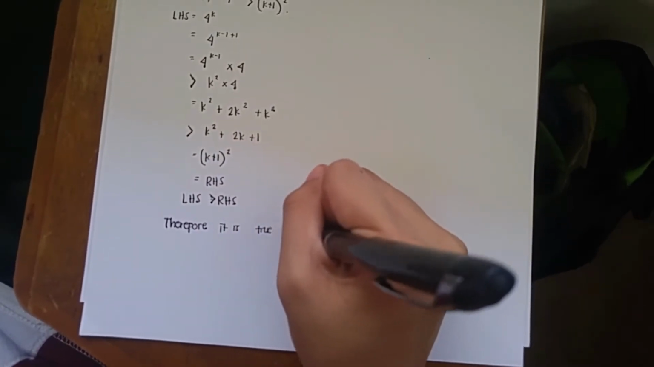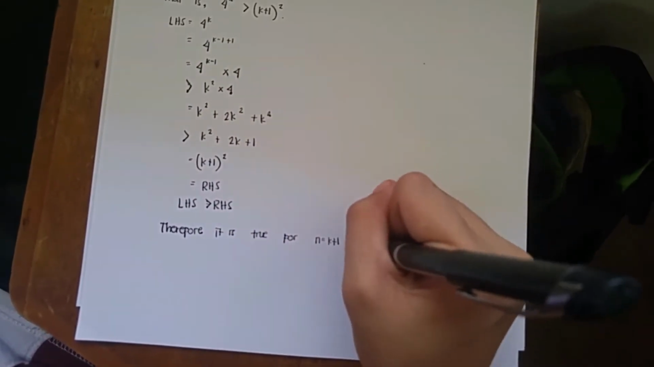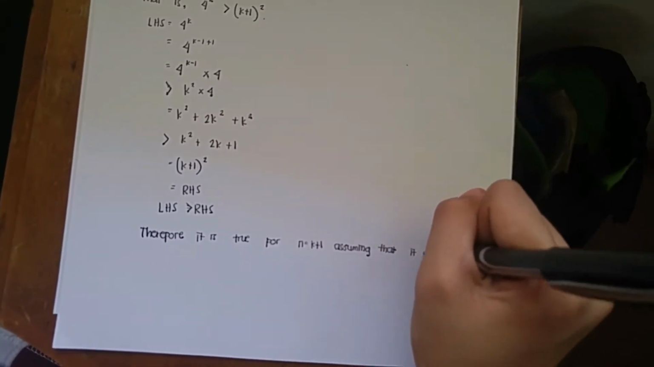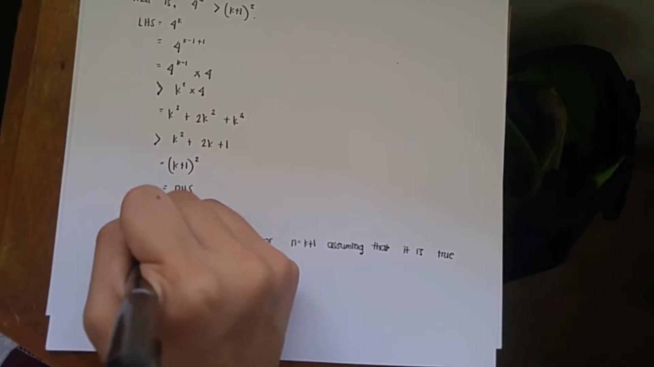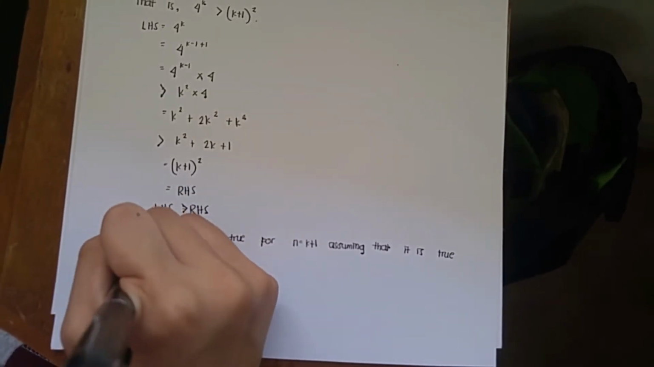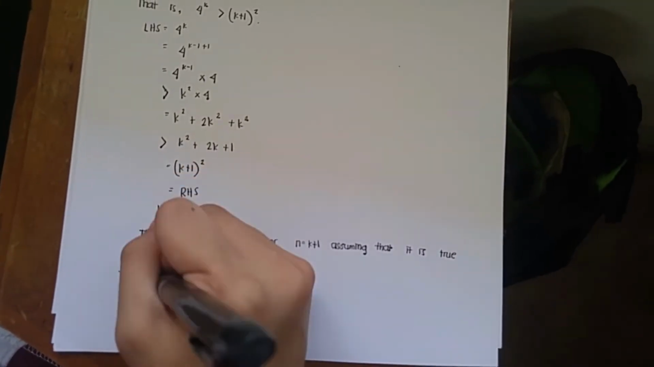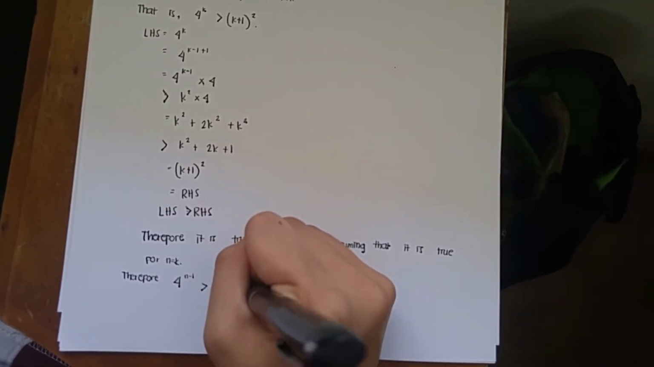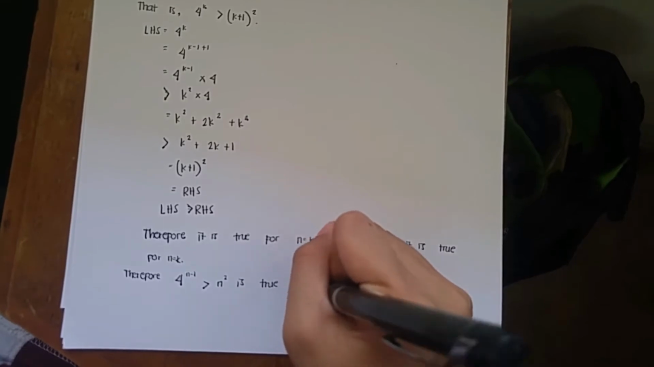Left hand side is greater than right hand side, using the assumption of 4 raised to k minus 1 is greater than k squared, and 2k squared is greater than 2k, and k squared is greater than 1 for k greater than or equal to 3. Therefore, it is true for n equals k plus 1, assuming that it is true for n equals k. Therefore, 4 raised to n minus 1 is greater than n squared is true for n greater than or equal to 3.